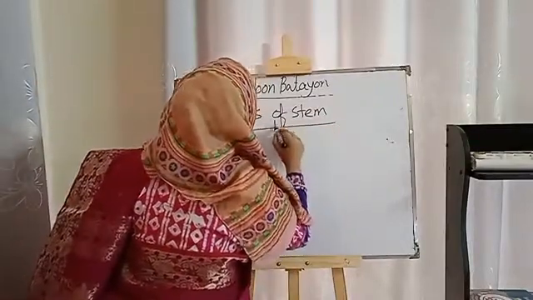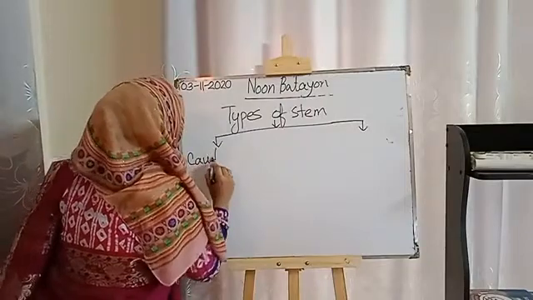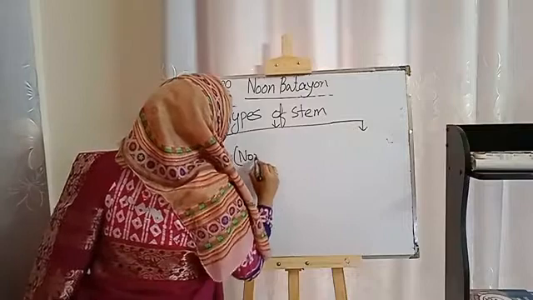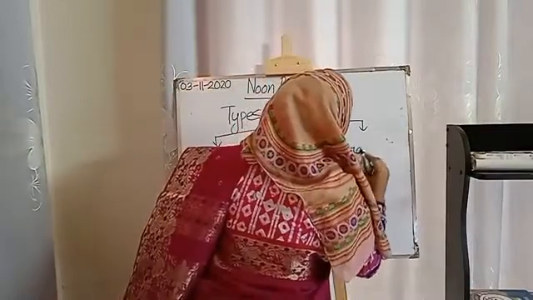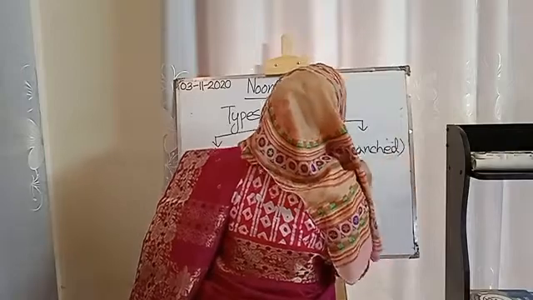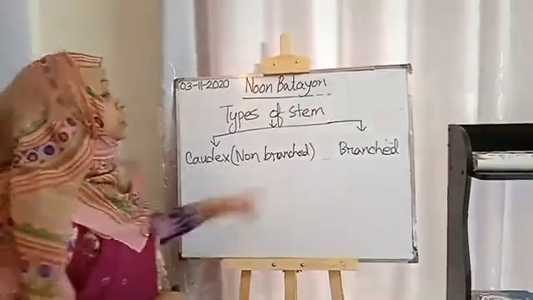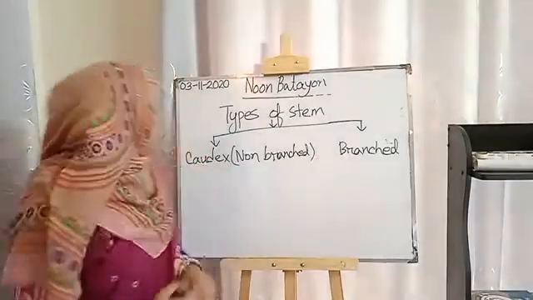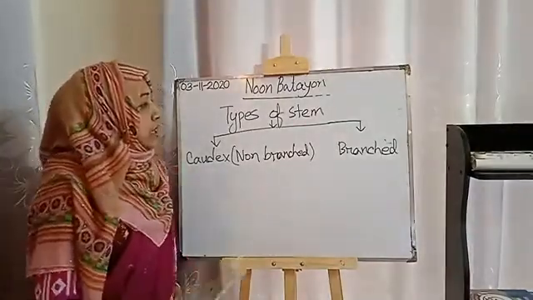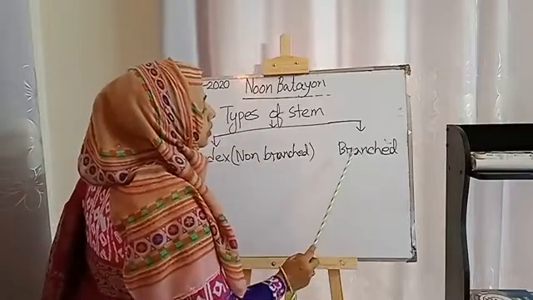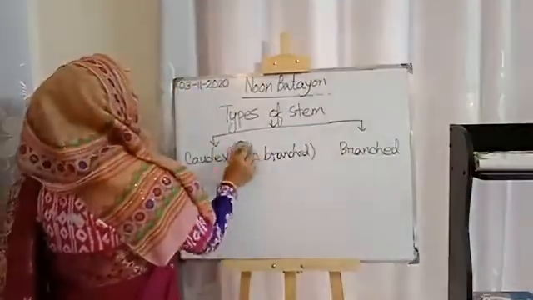First of all, stem is divided into two types. What are they? They are caudex or non-branched stem and branched stem. From the name, we can imagine which is caudex or non-branched stem, the stem which has no branches, and which is branched stem, the stem which has branches.